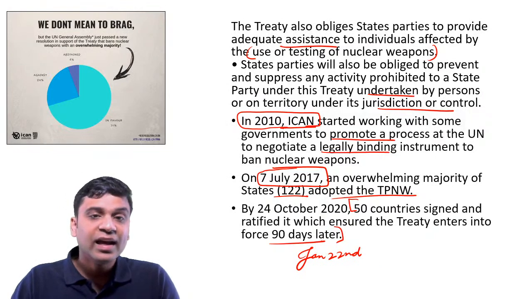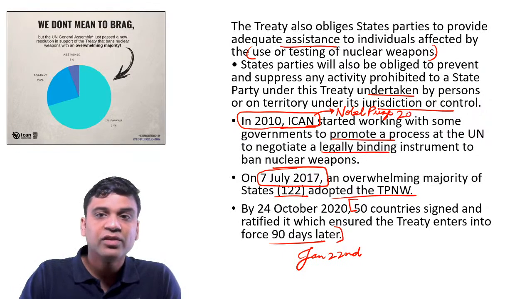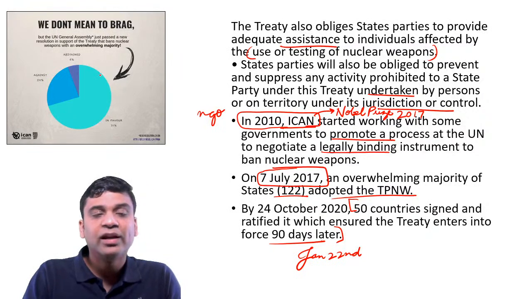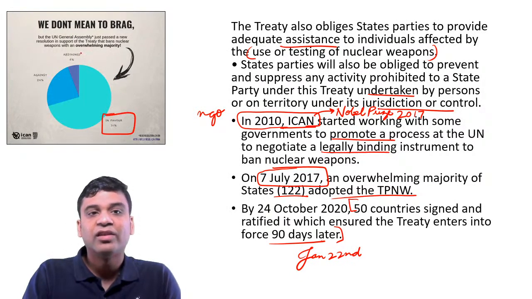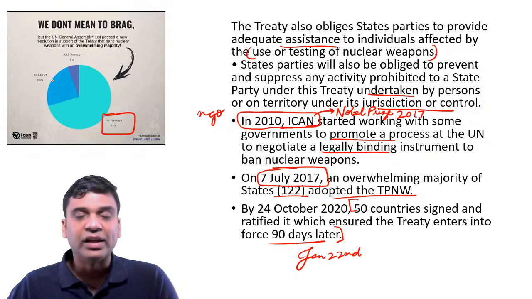Okay. And ICAN also won the Nobel Prize in 2017. International Campaign to Abolish Nuclear Weapons. It is an NGO. Please remember, it is an NGO. Okay, I was seeing their website. They're giving posters like this. We don't mean to brag, but we have got an overwhelming majority in favor, 71%. 6% have abstained and 24% are against this treaty.